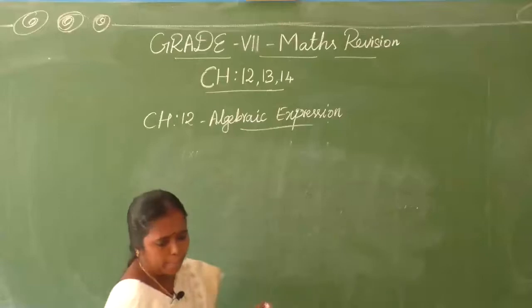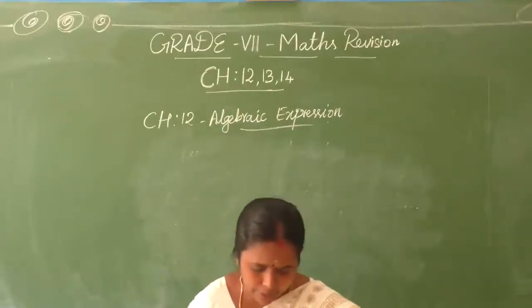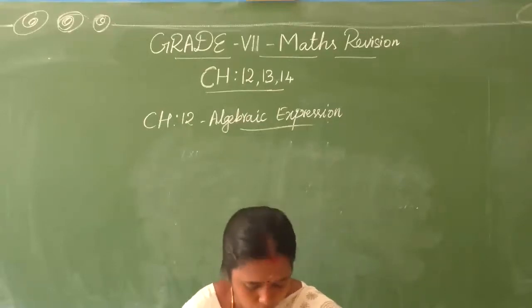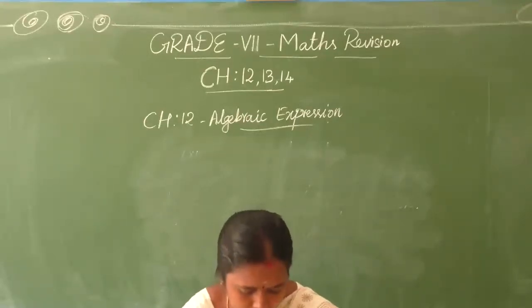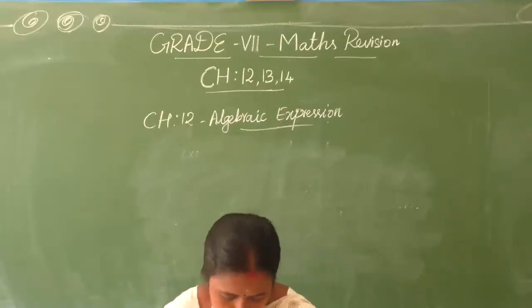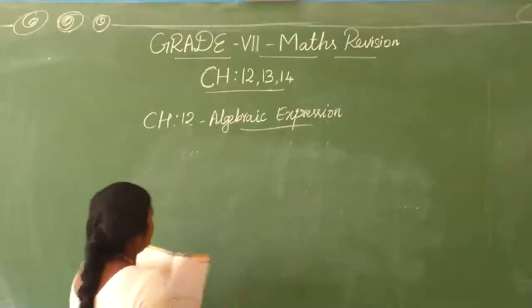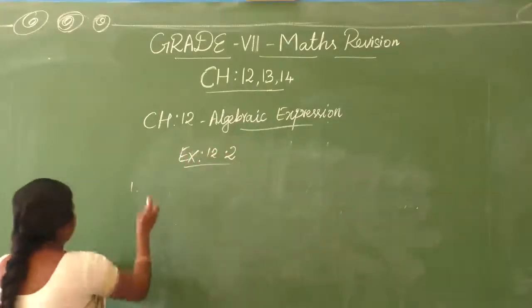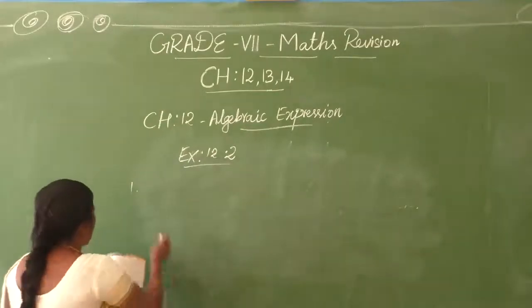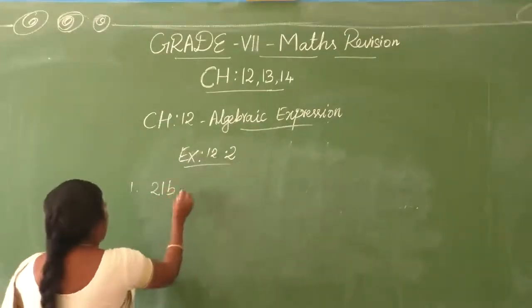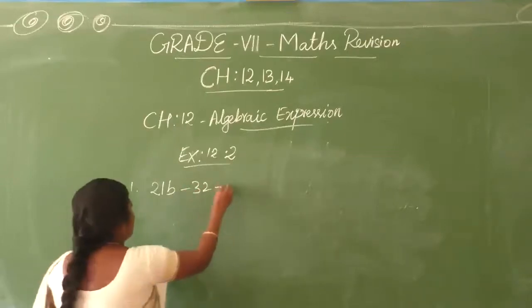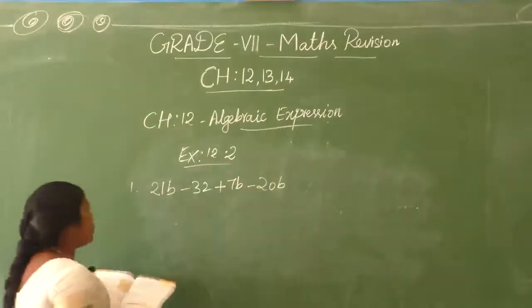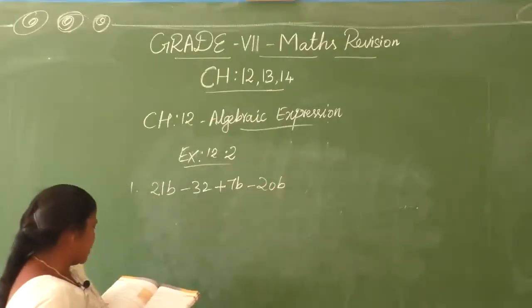After that, 12.2, what is given? How to add two expressions, how to subtract expressions. How to add, normal addition only, but integer calculation you have to apply here. Simplify. Simplify the given terms. 21b minus 32 plus 7b minus 20b.